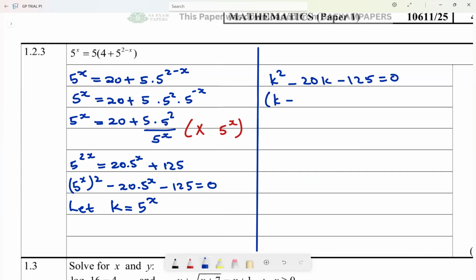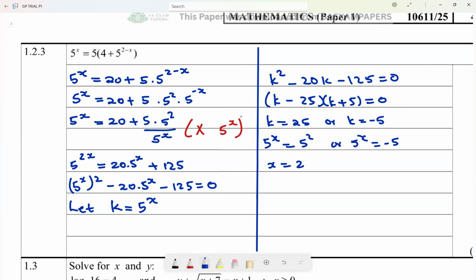And then when I simplify this, it's going to be k minus 25, k plus 5. You can use the quadratic formula, however you want to use. And then I'm going to have k equal to 25, or k equal to negative 5. Let me substitute back what k is. k is 5 to the power of x, so 5 to the power of x equals 25, which is 5 to the power of 2, or 5 to the power of x equals negative 5. Then here I know x is equal to 2, or this one has no solution.